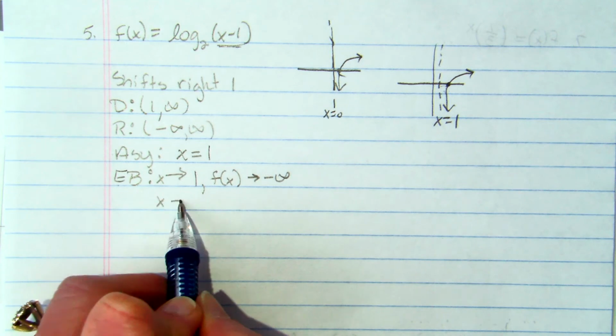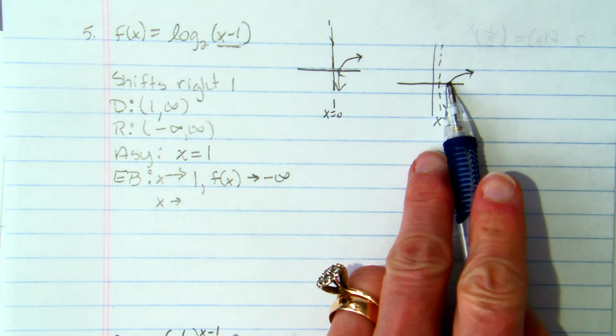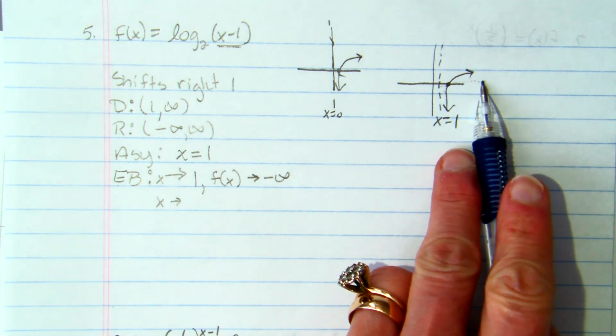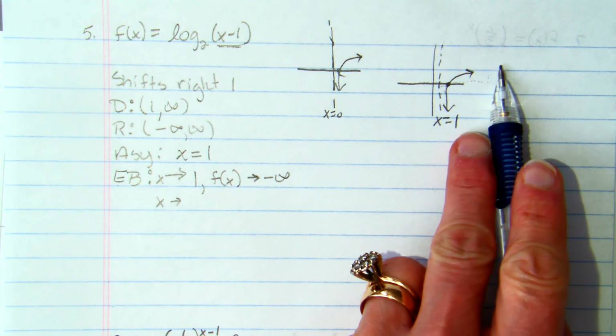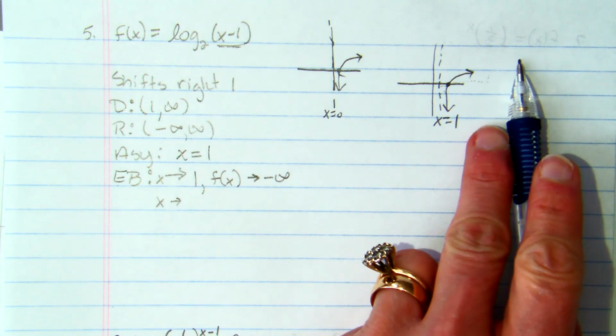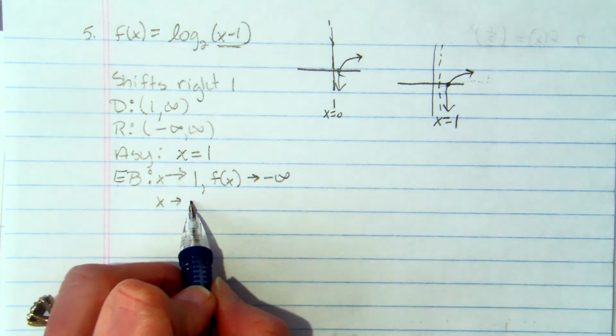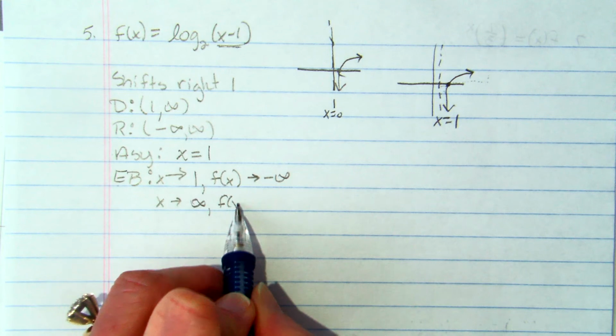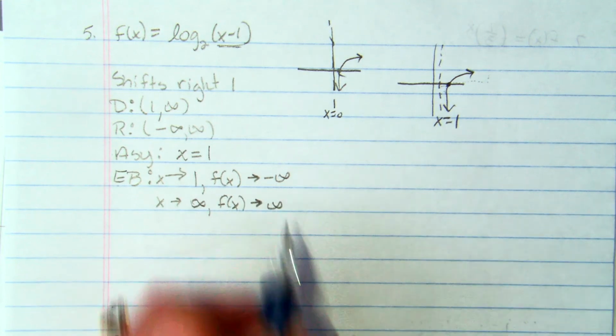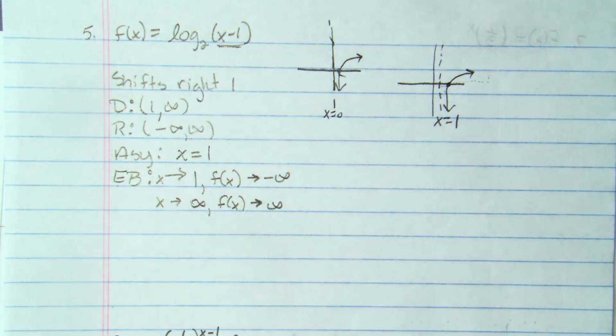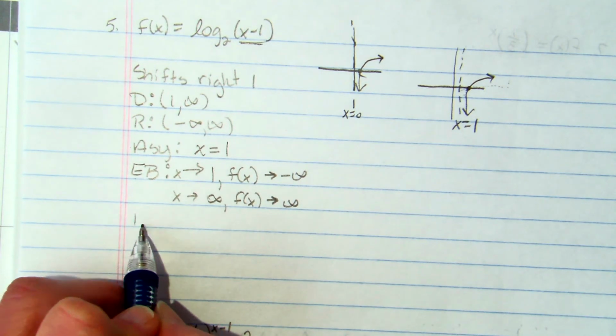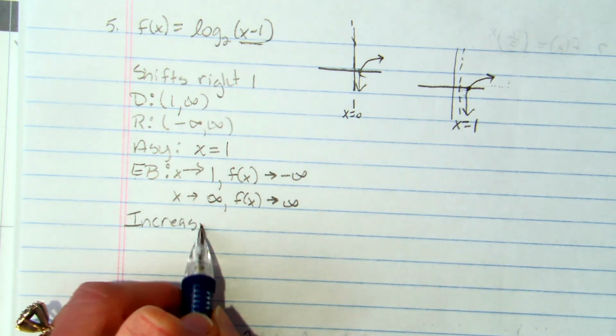Go the other way now. As x is approaching positive infinity, y is ever so slightly going up, but it is going up forever. So as x is approaching positive infinity, f of x is also approaching positive infinity. The graph is increasing from left to right.